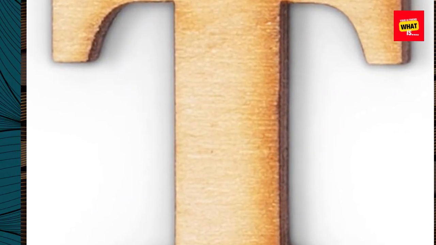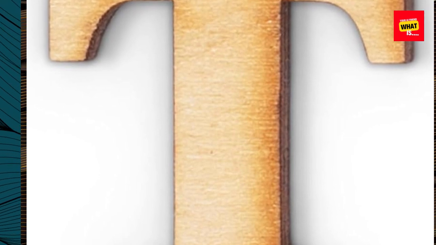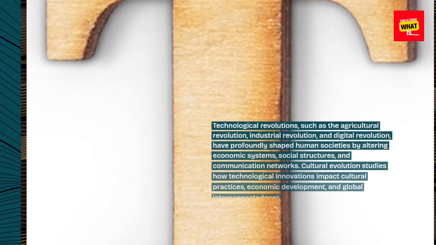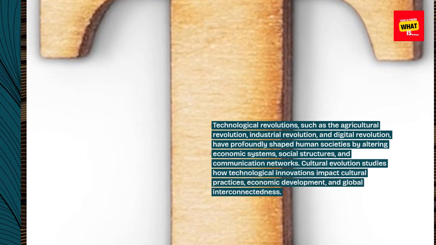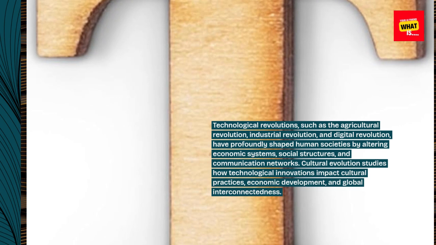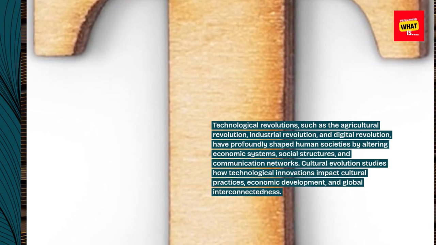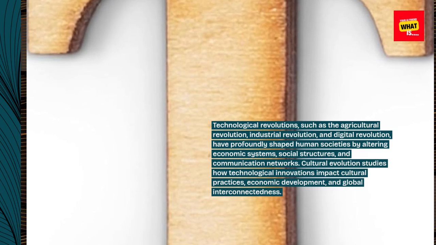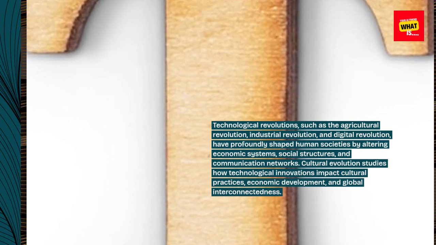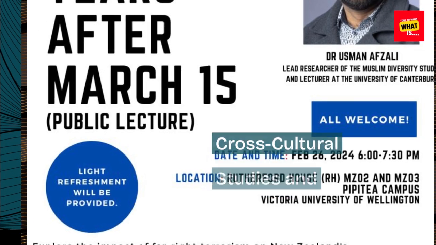Technological and social change. Technological revolutions, such as the agricultural revolution, industrial revolution, and digital revolution, have profoundly shaped human societies by altering economic systems, social structures, and communication networks. Cultural evolution studies how technological innovations impact cultural practices, economic development, and global interconnectedness.